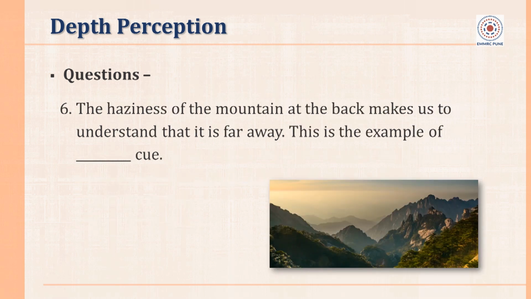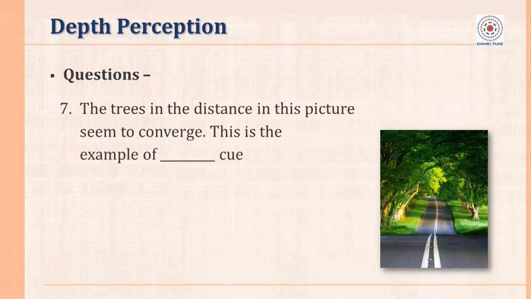Question 6. The haziness of the mountain at the back makes us understand that it is far away. This is an example of dash cue. Answer of question 6 is aerial perspective. Question 7. The trees in the distance in this picture seem to converge. This is an example of dash dash cue. Answer of question 7 is linear perspective.